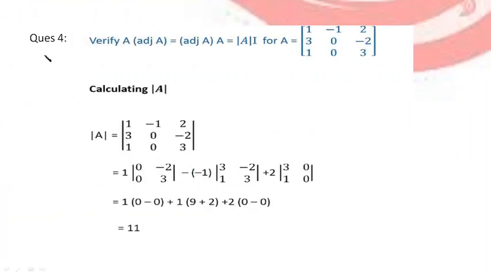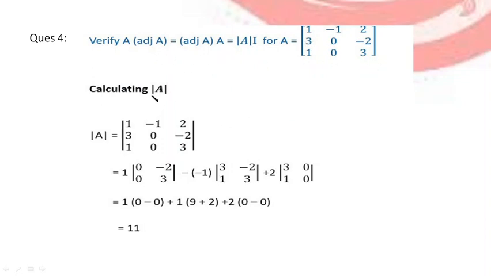Now, next, let's take question number 4. We have to verify this property: A into adjoint A is equal to adjoint A into A is equal to determinant A into I for this given matrix A. This is one of the theorems as well given in the NCERT book. Now let's verify this theorem, or we can say property, for this given matrix A.